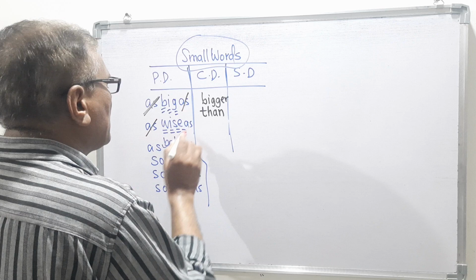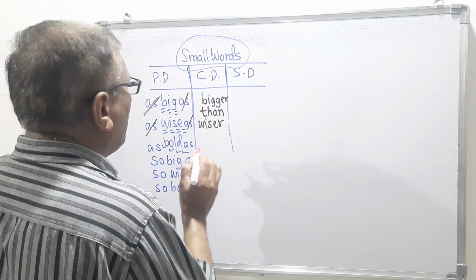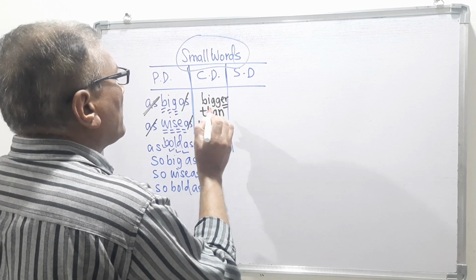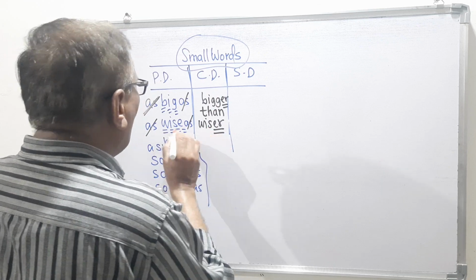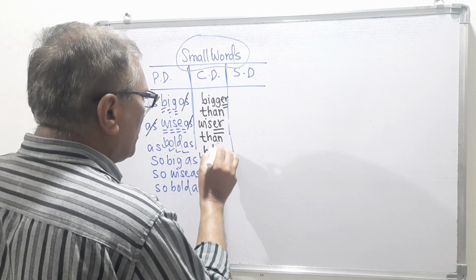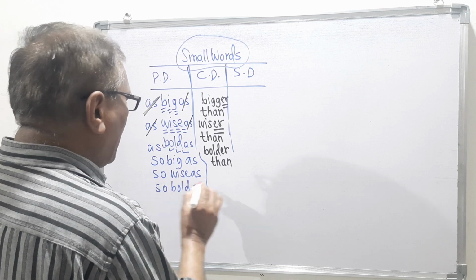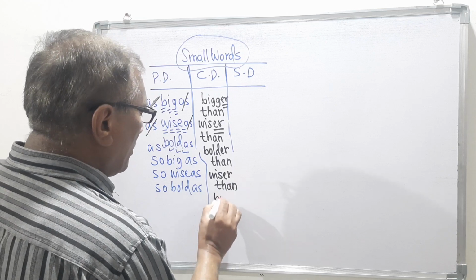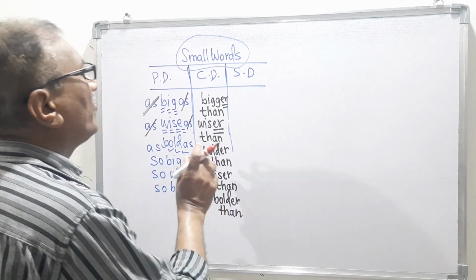Then I will not take this as, and I will take only wiser. Remember, I have taken wise and er, I have taken big and er. Here it is double G, because of this vowel. And now wiser than. Then bold, bolder than. In this way we can make the comparative degree forms.